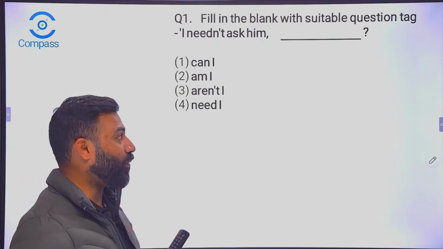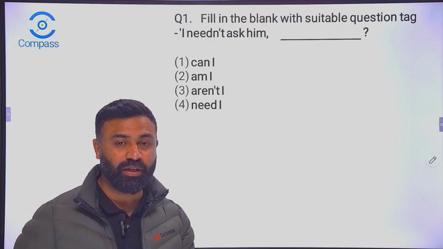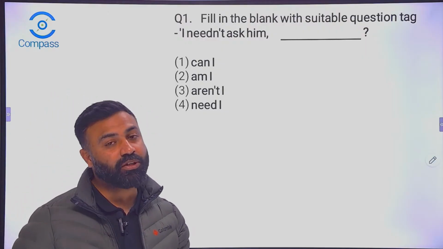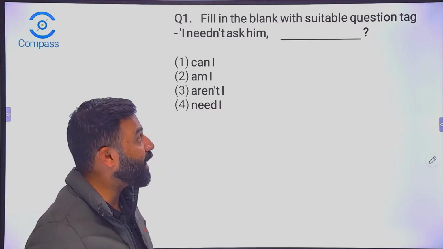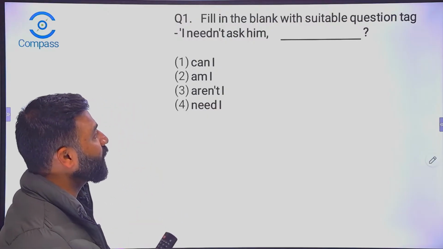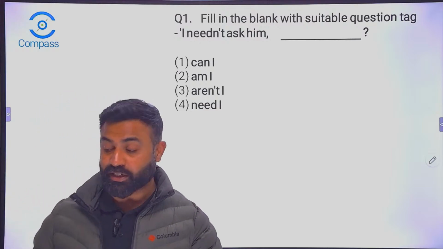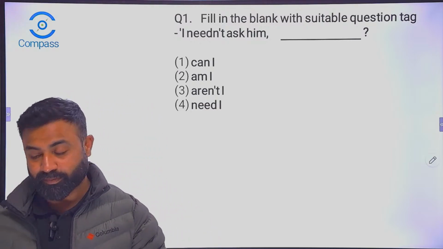Now this is one of the questions that was given in the Scenic School paper 2024. So this question has been picked up from there. So what do you think? What is the right answer? I am looking for your answers in the comment section. Come on, you can reply.